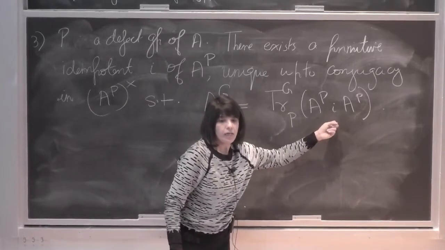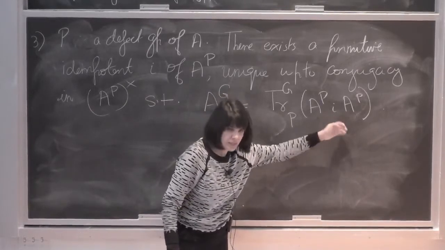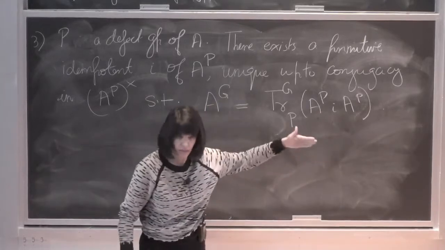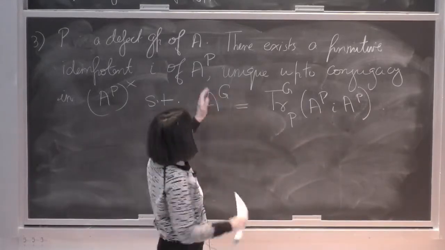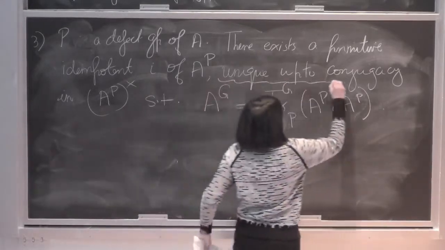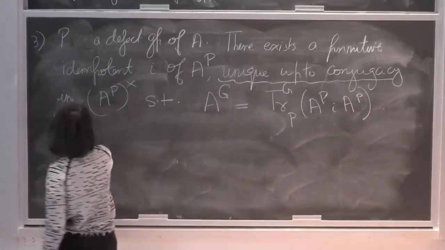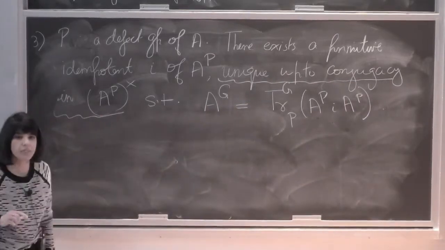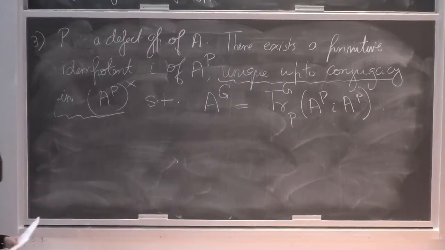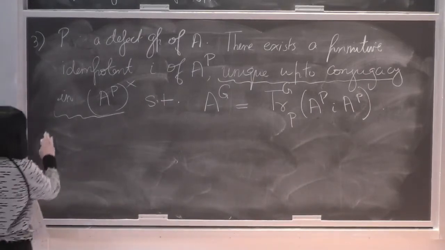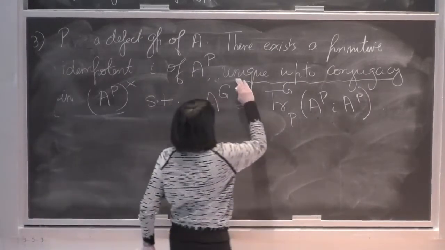The existence of I is again the easier part. It's this uniqueness up to conjugacy in AP star that requires a bit more work. It's ugly. I'm going to erase it.